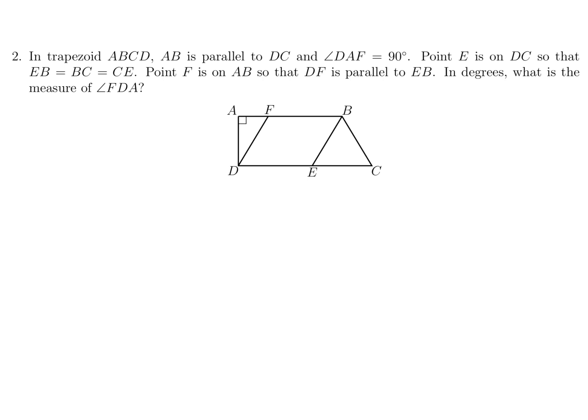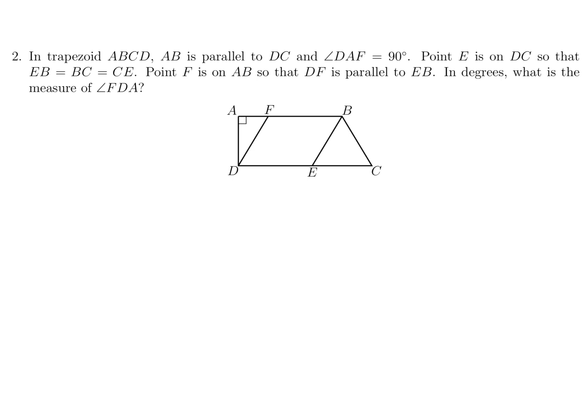In trapezoid ABCD, AB is parallel to DC, and angle DAF is 90 degrees. Point E is on DC, so that EB is equal to BC is equal to CE. Point F is on AB, so that DF is parallel to EB. In degrees, what is the measure of FDA?